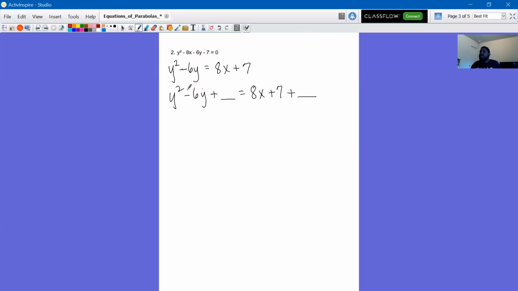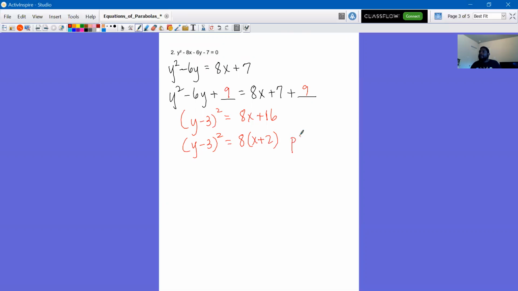So when I complete the square here, take half of -6, which is -3, squared is 9. So if I add 9 there, I add 9 there. So now I can rewrite this as (y - 3)^2 = 8x + 16. Now I'm going to factor out my 8, because that's the term in front of x. So I get 8(x + 2).